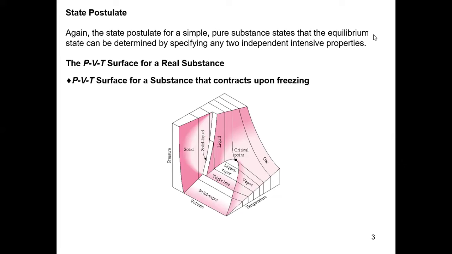The state postulate for a simple pure substance states that the equilibrium state can be determined by specifying any two independent intensive properties. Remember, intensive and extensive. Extensive depends on the quantity. Intensive is an inherent property that does not depend on the quantity.